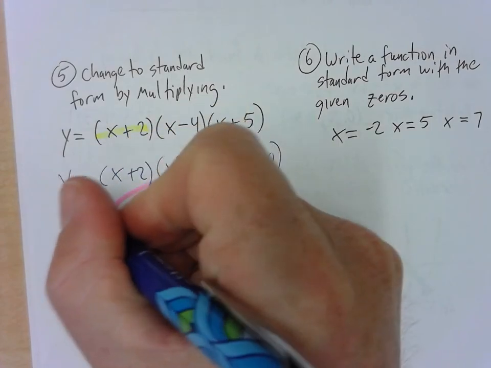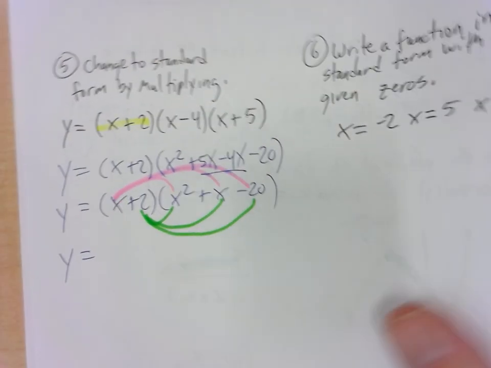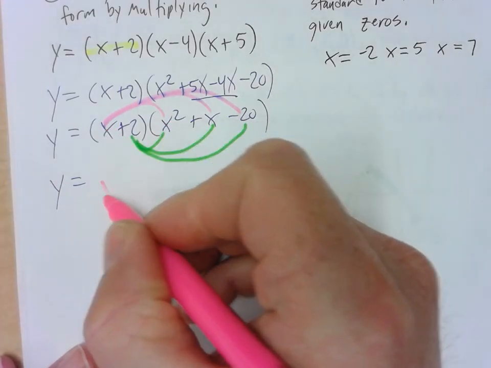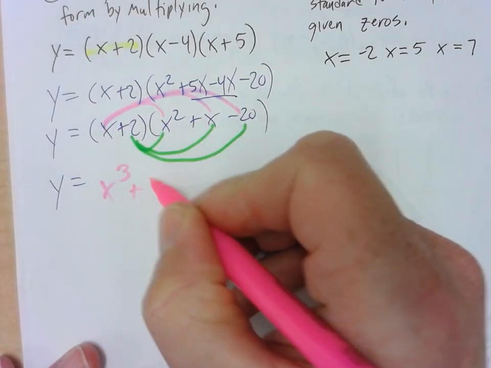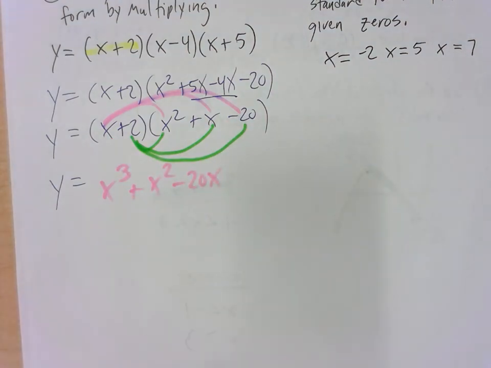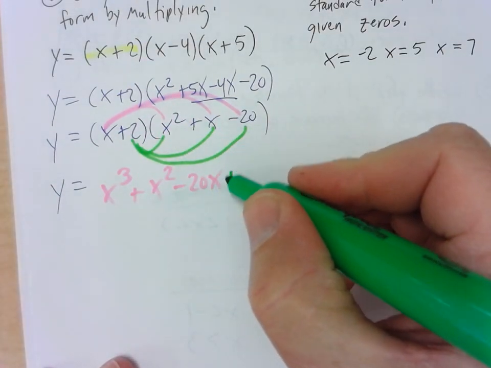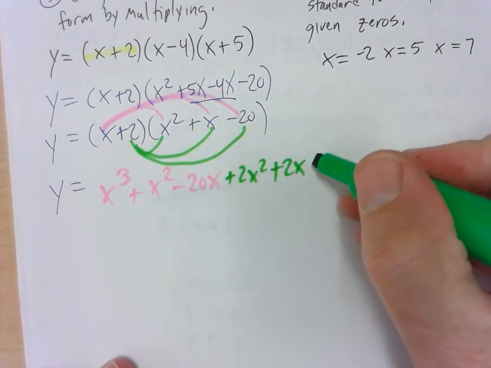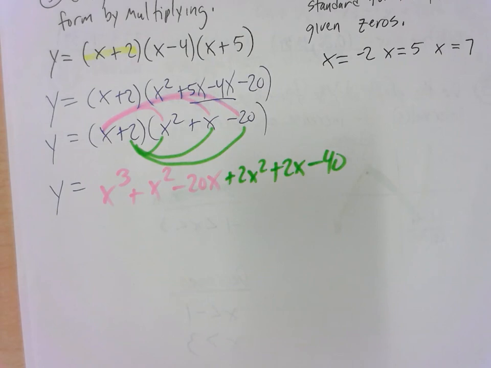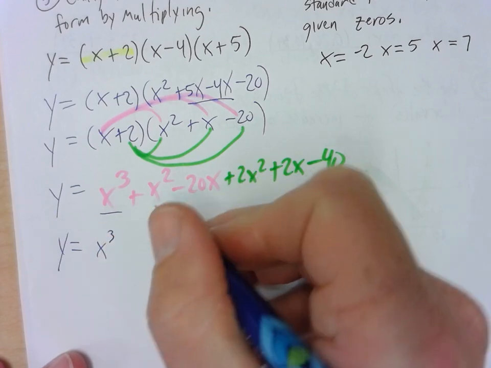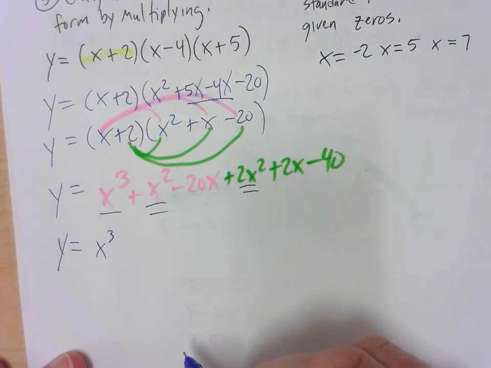So are we ready? Y equals, and I think I'll just go ahead and do the colors because it looks pretty good on the screen. With pink first, this times this is x cubed. This times this is plus x squared. That times that is minus 20x. Now the green would be this times this is 2x squared. This times this is 2x. And that times that is negative 40, negative 40. Now I put the like terms together. The x cubed is all alone. The x squareds go together, so there'd be 3 of those.